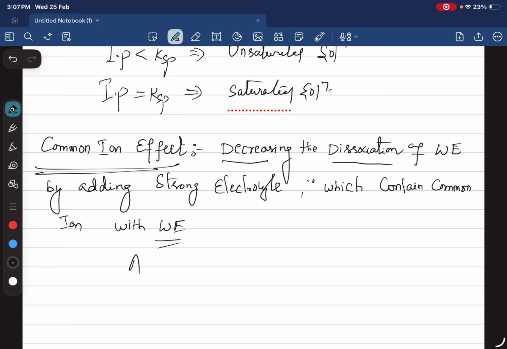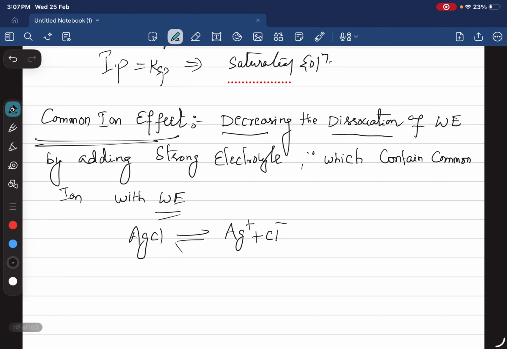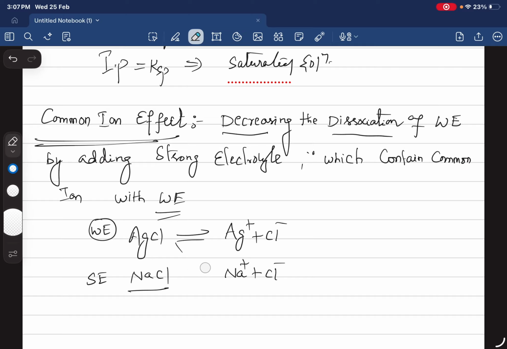So what is it? I will tell you. Just take the sparingly soluble salt AgCl, which splits into Ag+ and Cl- slightly, since it is sparingly soluble. This is called the weak electrolyte, and the strong electrolyte is NaCl, where Cl is common in both. So NaCl gives Na+ and Cl-. Here the strong electrolyte splits completely, so we put a normal arrow. The weak electrolyte splits partially and reversibly, so a double-headed arrow.